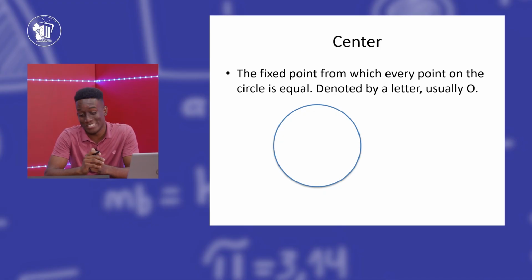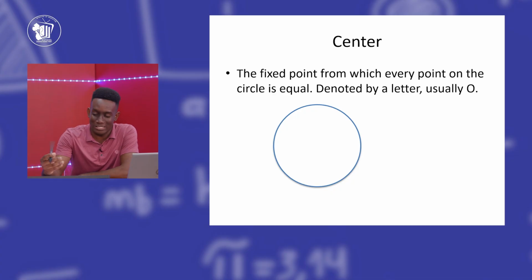So the first part is the center. Now the center of the circle is a fixed point from which every point on the circle is equal. And this is usually denoted by the letter O. O stands for origin, and origin is normally the center of everything. So the center is simply that, as the name says, the center of the circle. So if you have a circle here, the center will just be here. And it's usually denoted by the letter O, and that is the center.